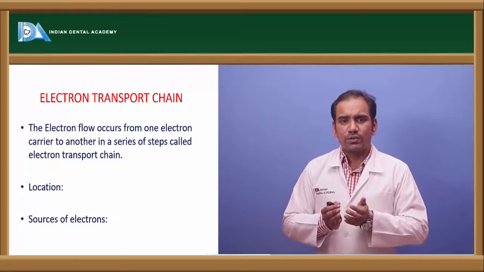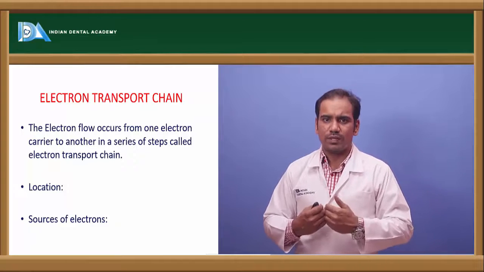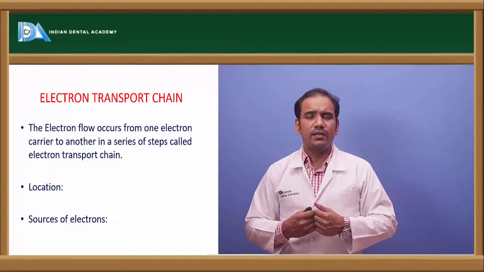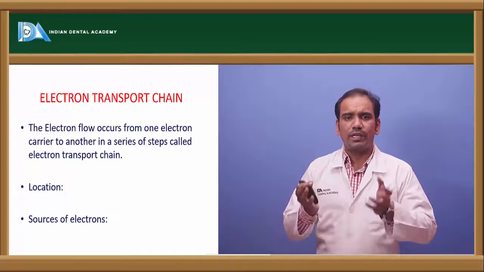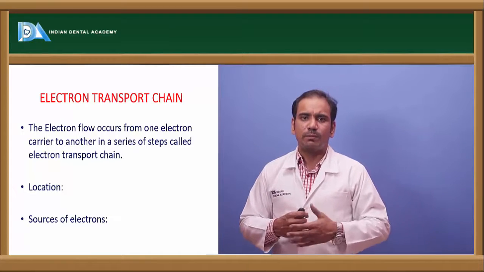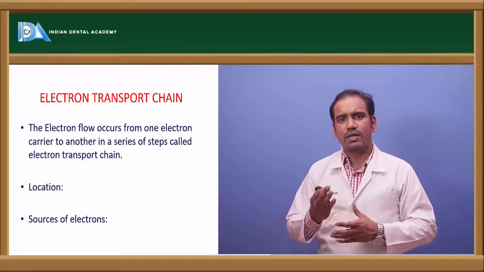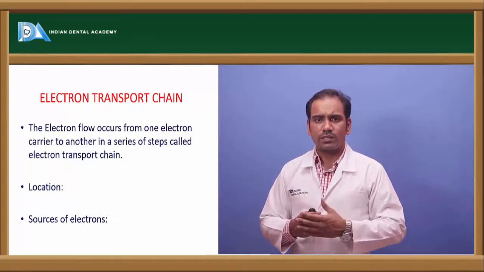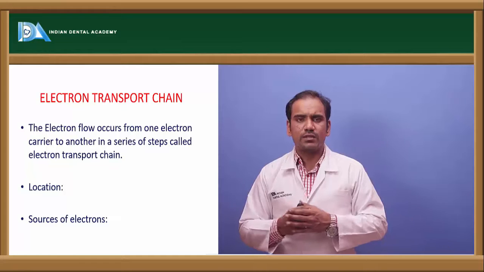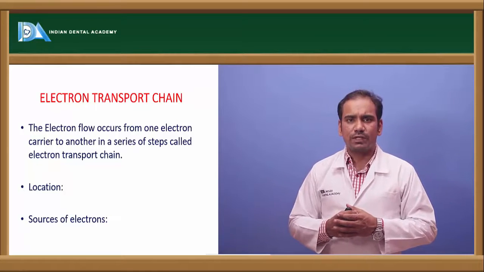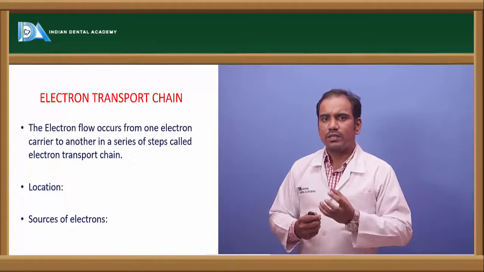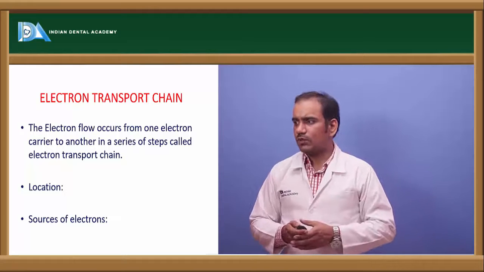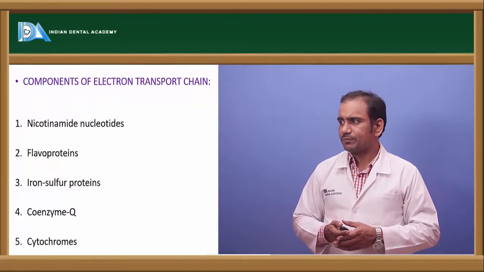So the electron source is the reduced form of coenzymes, that is NADH and FADH2, which are obtained in the various oxidation pathways like beta oxidation, glycolysis, citric acid cycle, oxidation of amino acids. So all those oxidations generate the reducing equivalents. Those reducing equivalents are the source for the electrons in the electron transport chain.